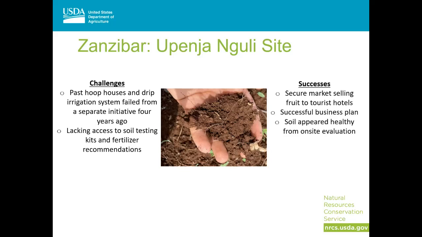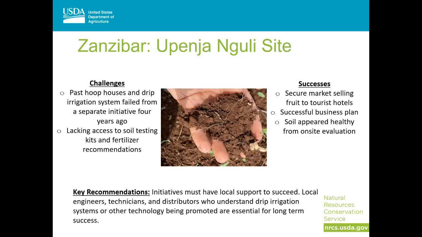Successes here is secure market. They sell fruit to tourist hotels and they've got a successful business plan. They weren't worried from an economic standpoint and the soil appeared healthy from on-site evaluation. But the biggest recommendations here are that initiatives must have local support to succeed. Local engineers, technicians, and distributors who understand drip irrigation systems or other technology being promoted are essential for long-term success.